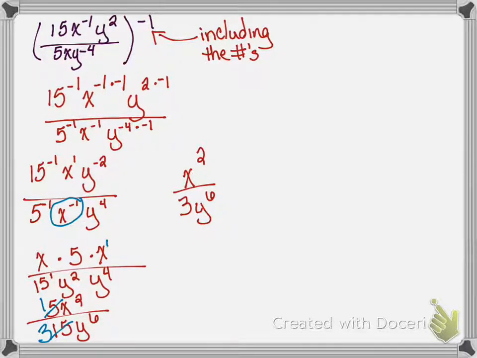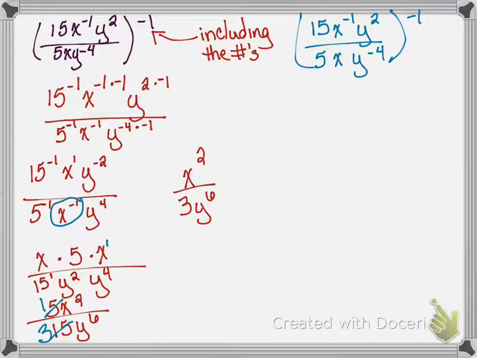So I'm going to show you how to do it when we simplify first. So I have 15 x to the negative 1, y squared, over 5x y to the negative 4. Okay? And all of that is raised to the negative 1. But what we're going to deal with first is this. What is 15 divided by 5? 3.